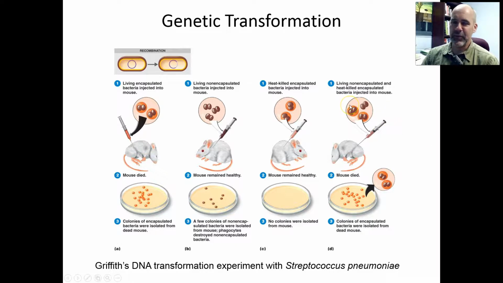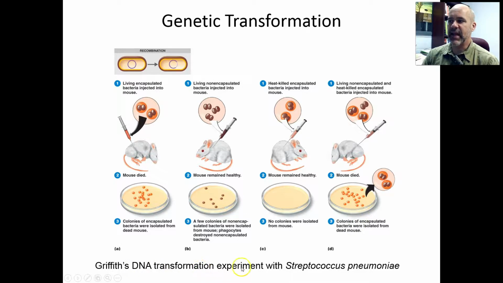But the last thing he did, this was the really interesting thing he did. He injected a mouse with dead encapsulated Streptococcus pneumoniae and live non-encapsulated. So neither of those two things should kill the mouse, but when he injected them together into the mouse, the poor little mouse died. When he took a sample back out, swabbed it onto an agar plate, the colonies that grew back out contained encapsulated Streptococcus pneumoniae. And so that was an unexpected finding, because either one of these things by themselves would not have killed the mouse, and you would not have gotten encapsulated Streptococcus pneumoniae back.